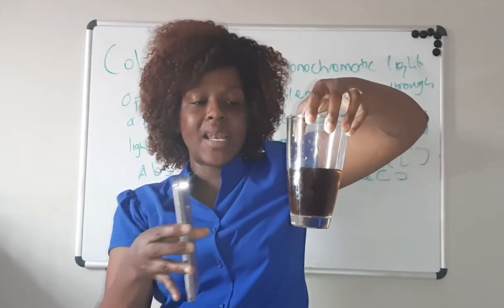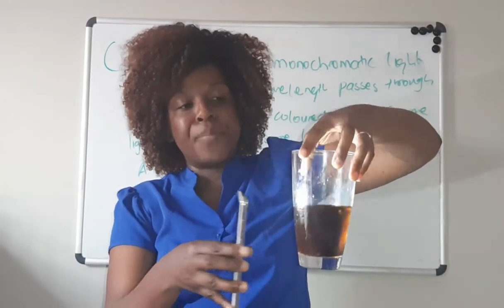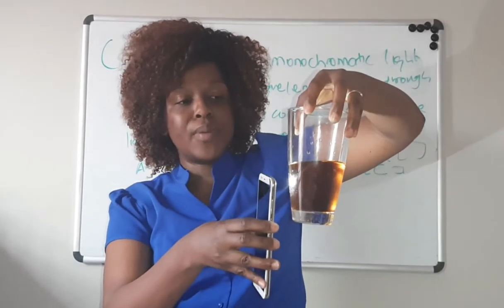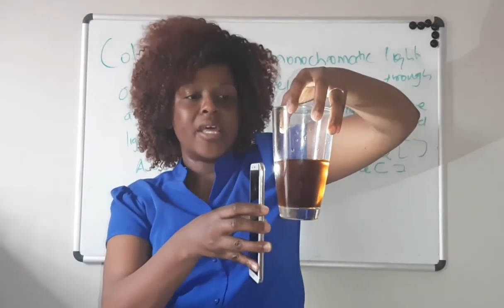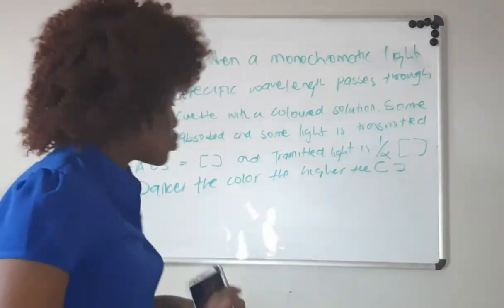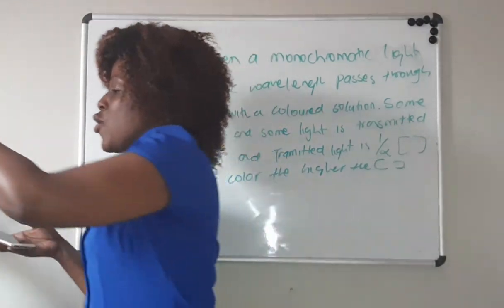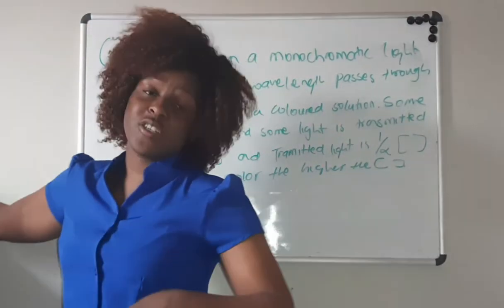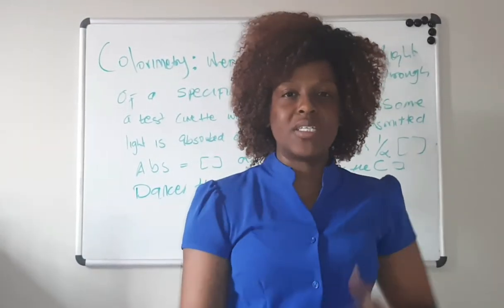So now when that light with a specific wavelength that can be absorbed by a brick color passes through, it will get absorbed, and there won't be any light, or there will be little light, that will be transmitted. That is why we say the darker the color, the higher the concentration of the sample. If you know what Beer's law is, it's very easy to know what colorimetry is, because they are the same.